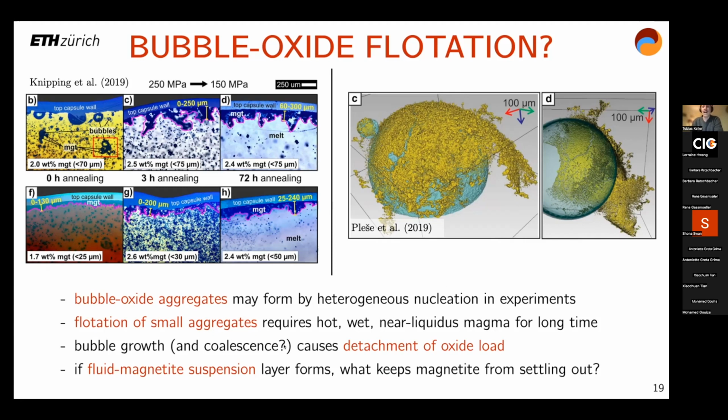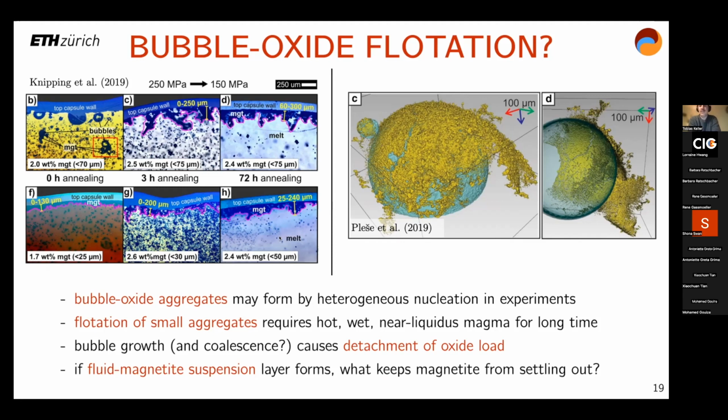So essentially, there's a double bind. If the aggregates are small enough, they are very well attached and they can float together, but they need a lot of time and near liquidus conditions, because as soon as there are too many crystals around, that would hinder that flotation. And if bubbles were able to detach, coalesce and grow, it's much more likely that the oxide load will detach. An additional problem, which maybe we can go into if you're interested in the question time, is that if you did manage to form sort of a fluid magnetite suspension layer at the top, the question is, what would keep the magnetite from settling out if the suspending medium becomes basically a magmatic brine?